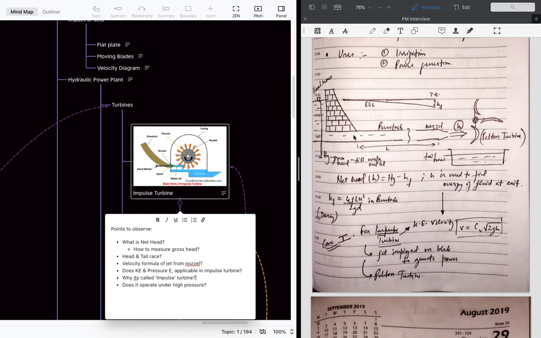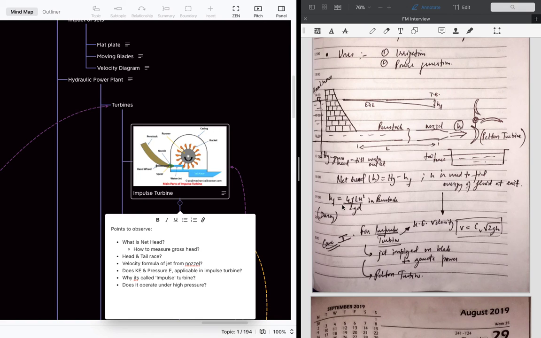So when we release the water from here to here, when it reaches out, the total energy gradient line will decrease from here to here, due to the head loss, mainly the head loss in the penstock. So the total net head will be H is equal to Hg, as we discussed, minus Hf. Okay. So H is used to find the energy of the fluid at the exit.